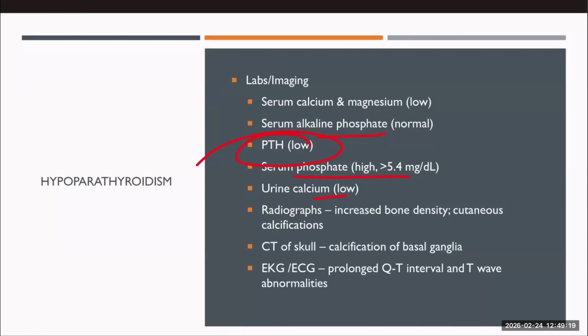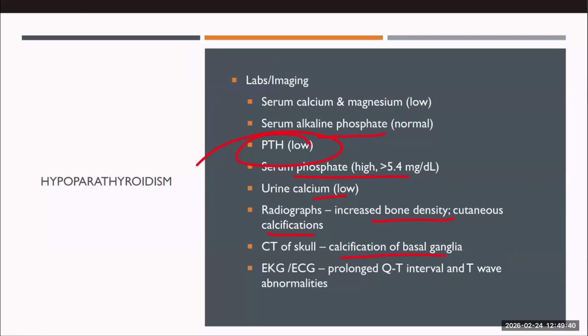Radiographs, increased bone density and cutaneous calcifications. What happens is all this calcium just gets dumped into the bone. The bones become harder and thicker. I'll show you some pictures of what happens in a second. CT of the skull, you may see some calcification of the basal ganglia.